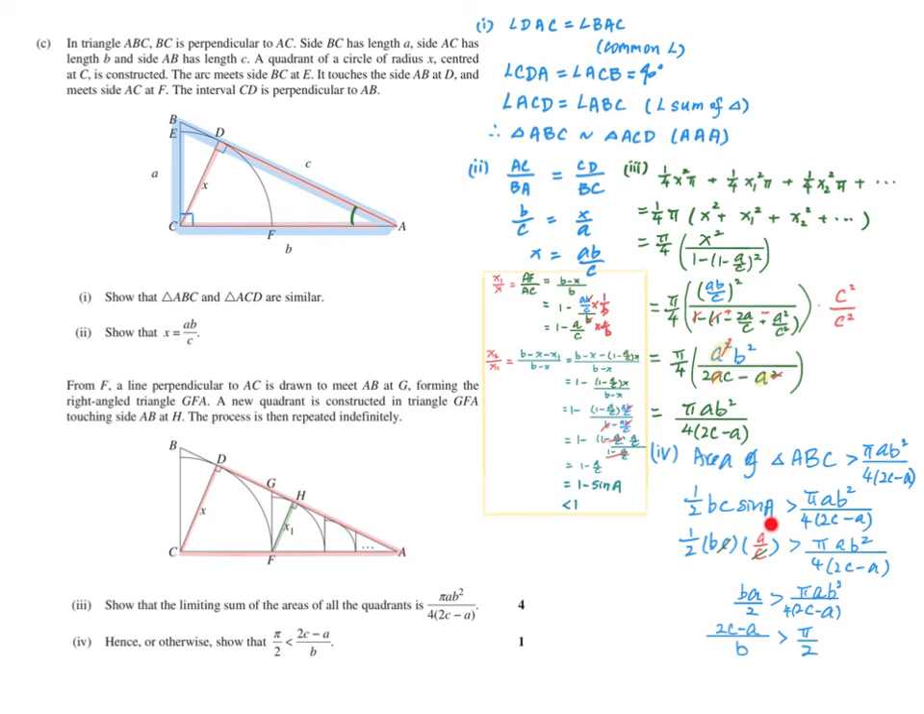Then we know that sine A should be equal to a over c. So we replace sine A by a over c, and then we can cancel the c. What's left on the left-hand side is b times a over 2, and we didn't change anything on the right-hand side. Let's now compare the result we obtained here with the requirement of the question. On the smaller than side here, you can see we only have pi over 2 left. On the greater side, it should be 2c minus a over b left.